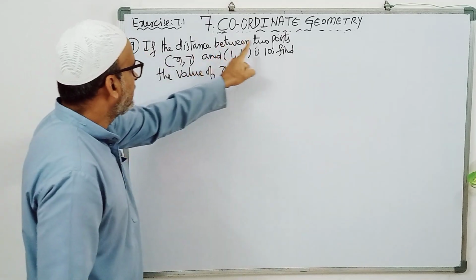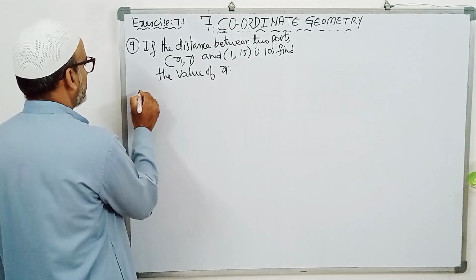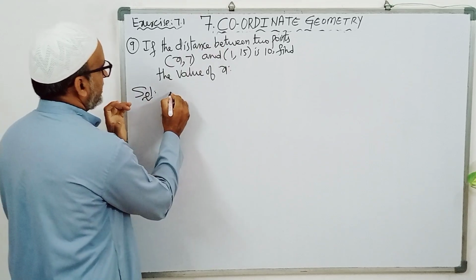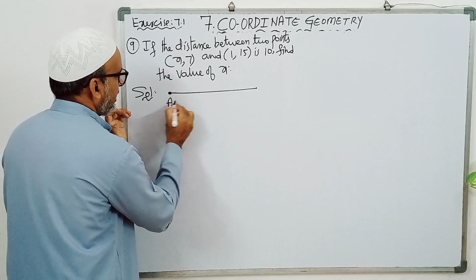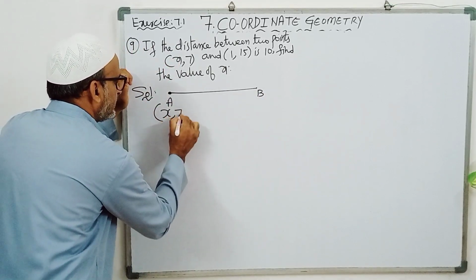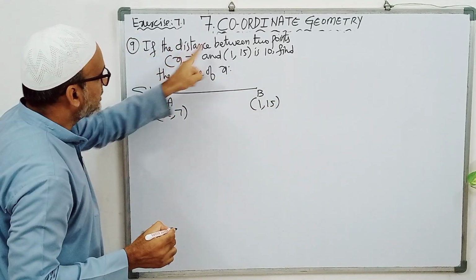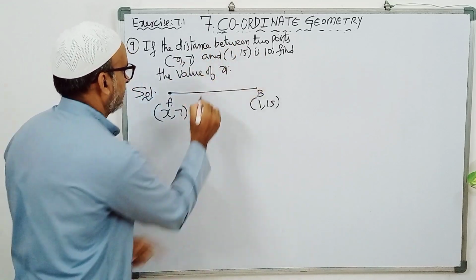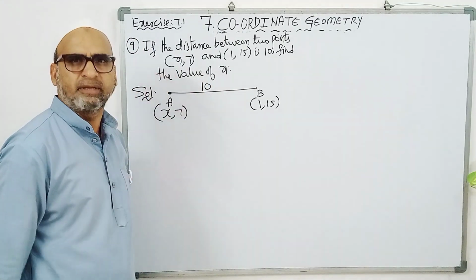More important question, 9th question. If the distance between 2 points, this point and this point, is 10, solution you see, what is given? Distance between 2 points. I am taking one point here, again one point here. So this I am taking as name A, this one as B. I am taking this point as x comma 7, this point as 1 comma 15. Now what is it telling? The distance from this point to this point is given as 10. Nothing has been given in centimeters, simply you write down 10.